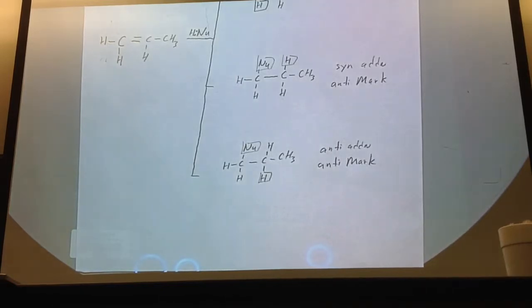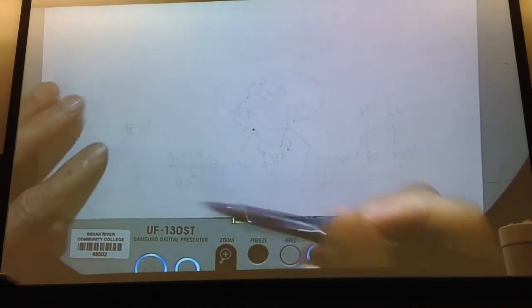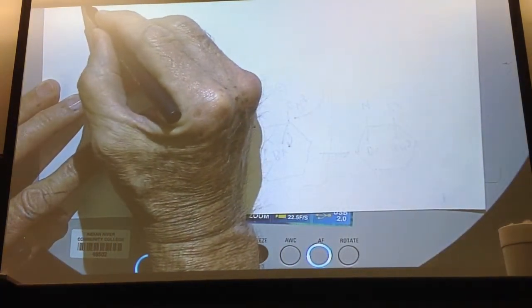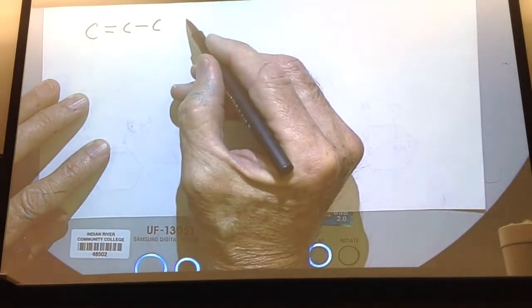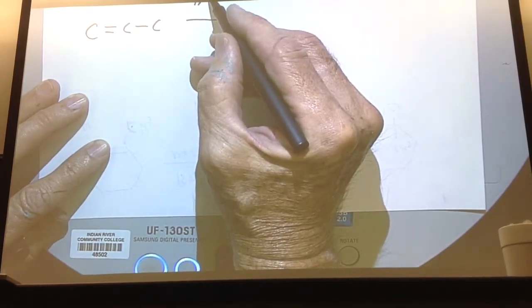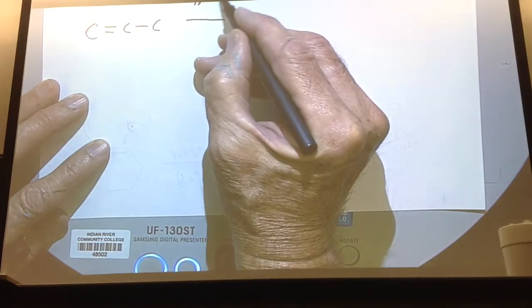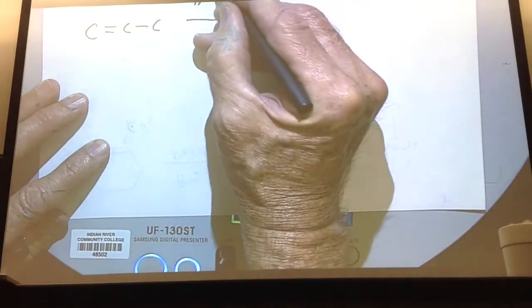You can add OH and OH across a carbon-carbon double bond, and it can be added anti or syn. If you start with a carbon-carbon double bond, and in the first step you add a peroxycarboxylic acid, which is drawn like this, or more concisely like this.